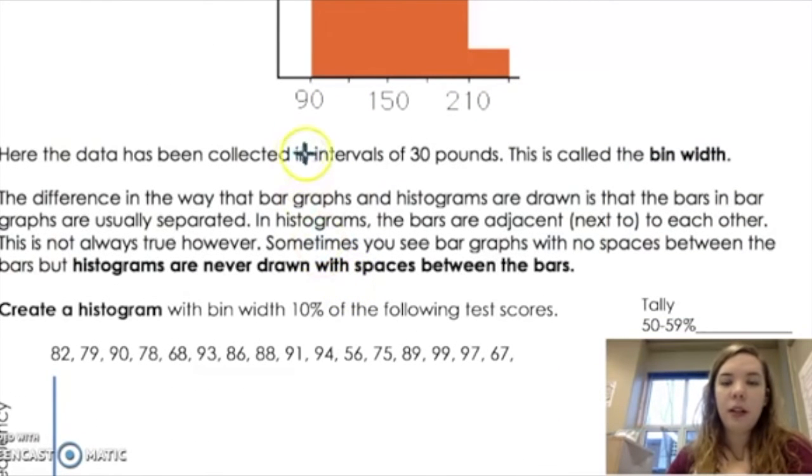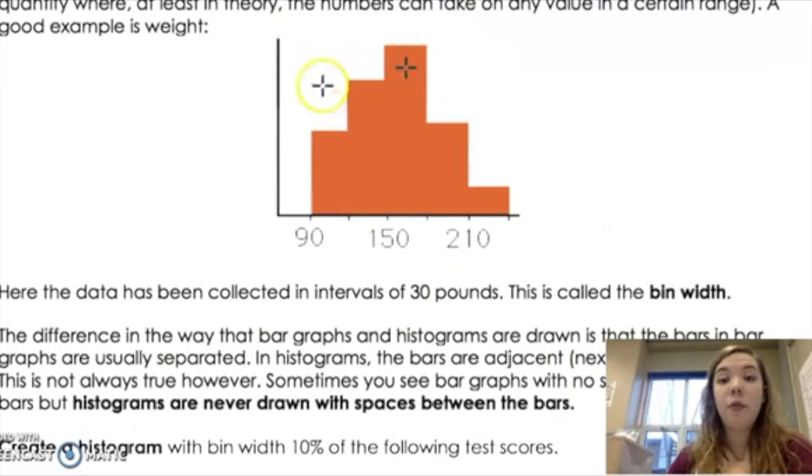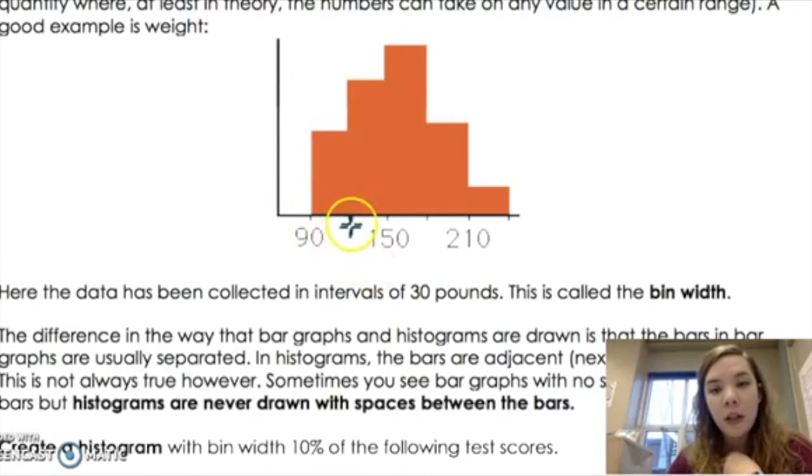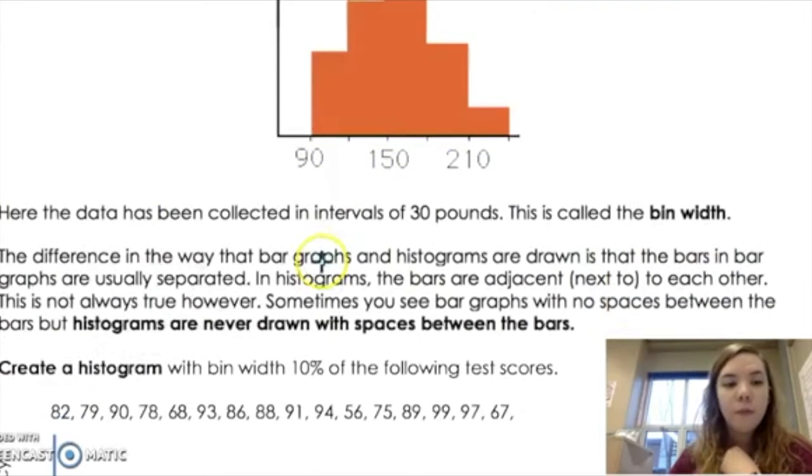Here's data that has been collected in intervals of 30 pounds. Okay, so that's still this example, and that's called your bin width. So here you're going from 90 to 120, 120 to 150. Each category, each bin is 30 pounds difference.